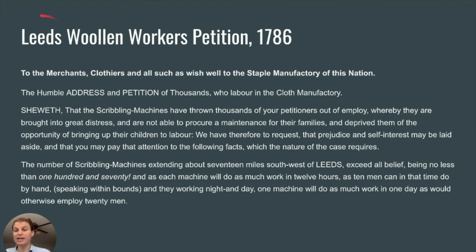Leeds, everybody, is a city in northern England and was a center of the textile trade.